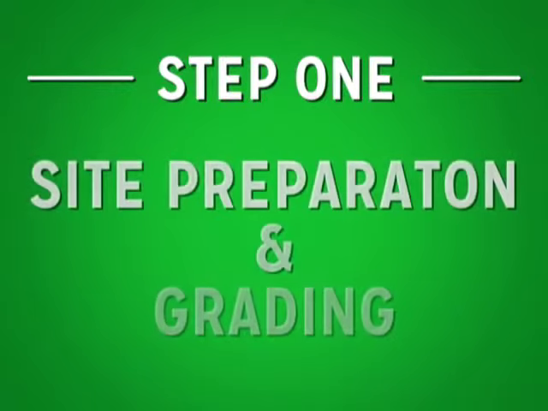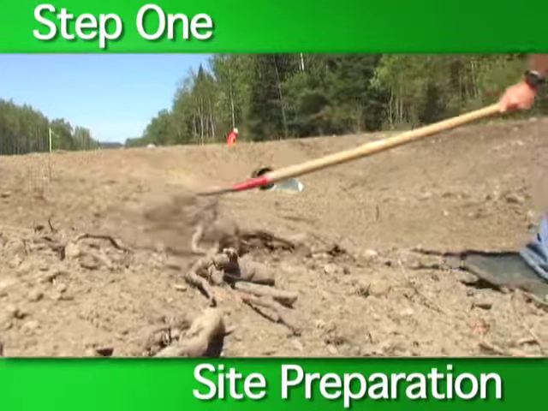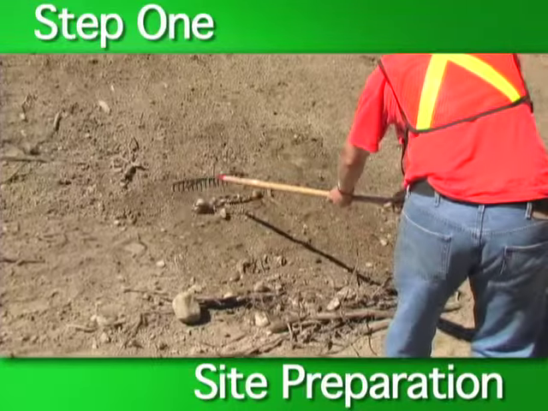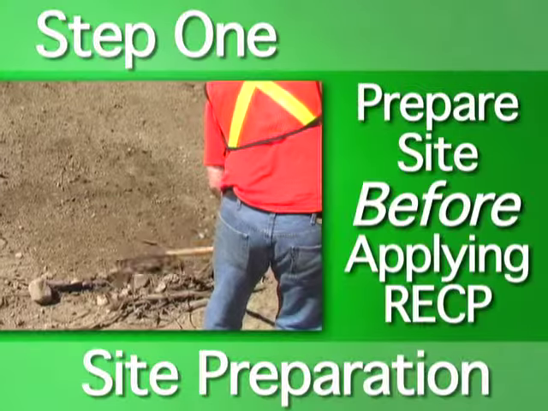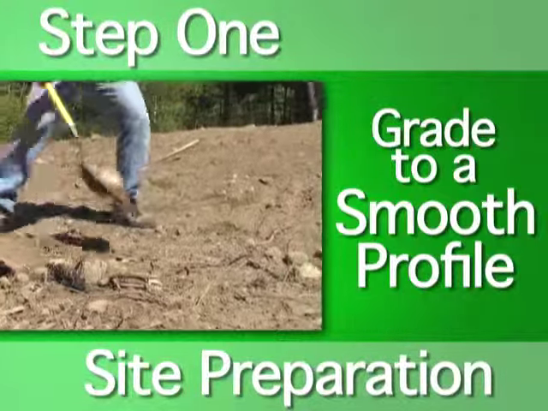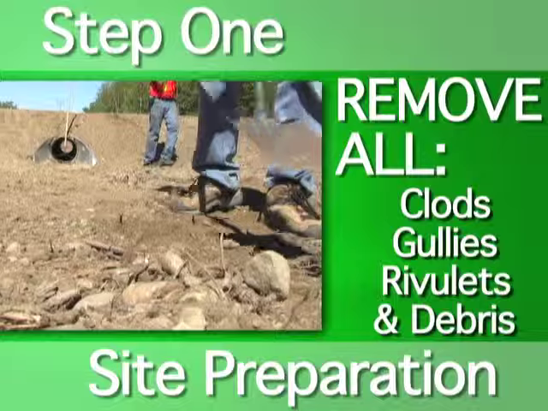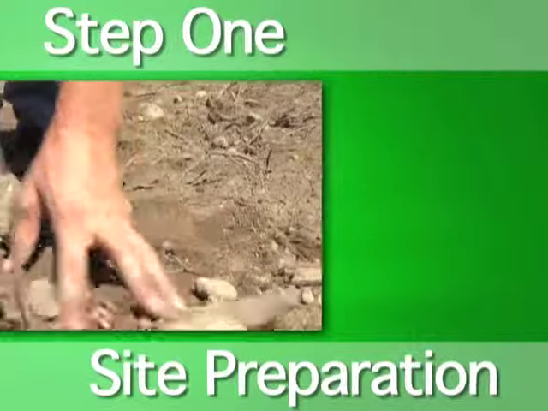Step 1. Properly prepare and grade the site. The first step is to prepare and properly grade the channel. It's important that the site is properly prepared before laying down any rolled erosion control products. Grade the site to a smooth profile and ensure that it's free from any large clods, gullies, rivulets, and debris such as large stones, roots, or sticks.